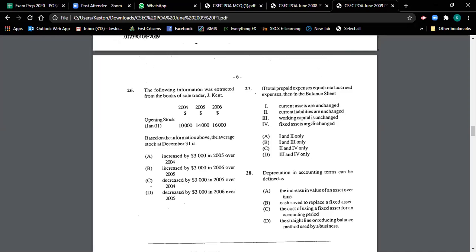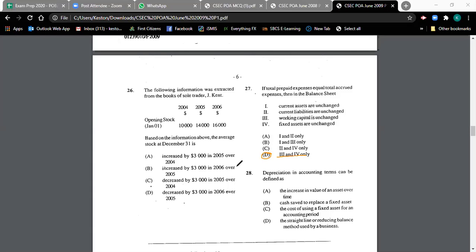When we know fixed assets are unchanged. Shania has A, 1 and 2. Current assets unchanged, current liabilities unchanged. I don't know. What about D? Look at D.